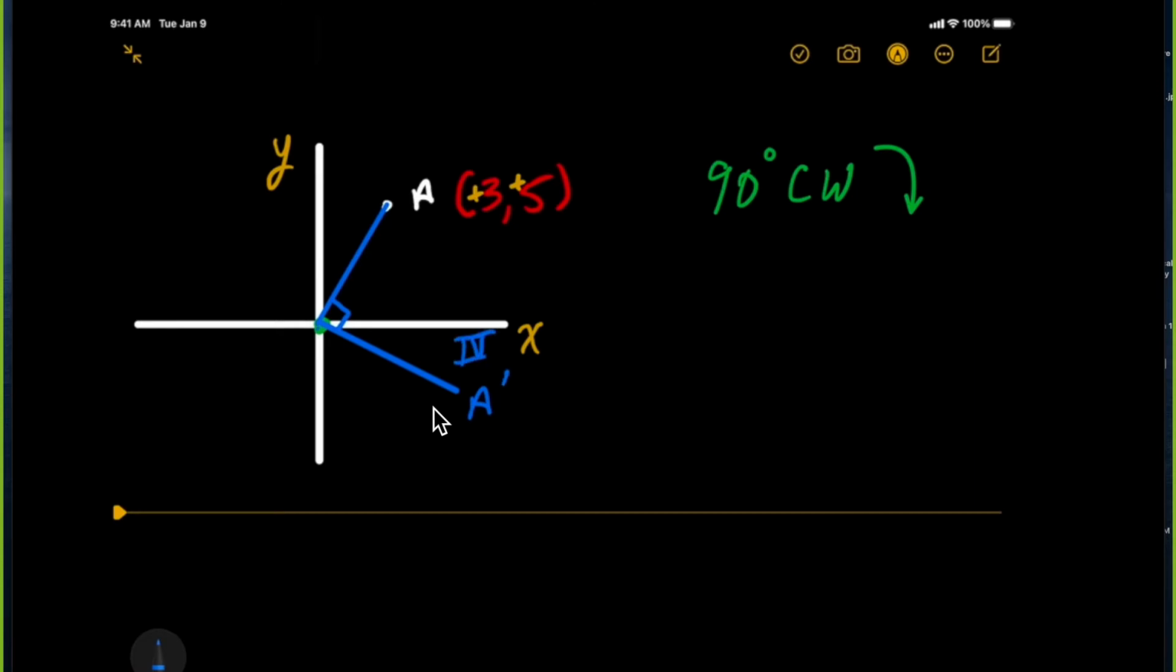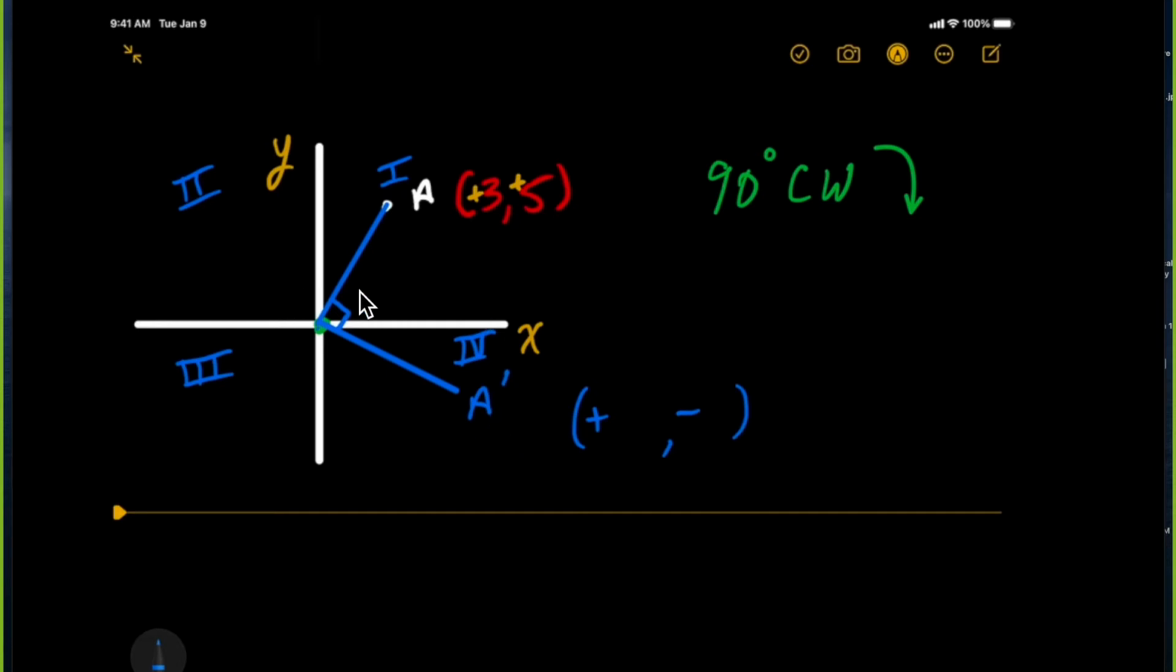A prime is clearly going to be in this quadrant, which we know to be quadrant 4. Recall the quadrants are labeled as such: quadrant 1, quadrant 2, quadrant 3, and quadrant 4. And in quadrant 4, the x value has to be positive and the y value has to be negative. So I know that the final x coordinate of A prime is going to be positive and the final y coordinate has to be negative.